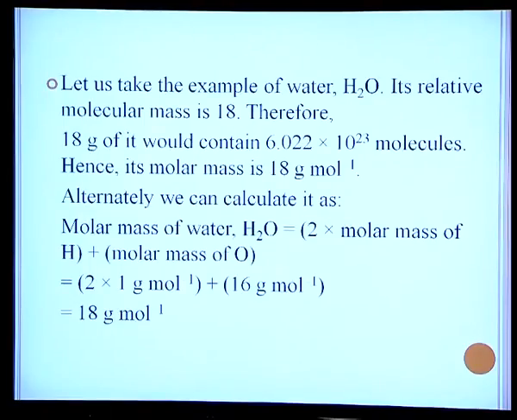Now, let us take one example here, that is water. Its relative molecular mass is 18. Therefore, 18 gram of it would contain 6.022 into 10 power 23 molecules. Hence, its molar mass is 18 gram per mole. Alternatively, we can calculate it. Molar mass of water, that is H2O: 2 into molar mass of H plus molar mass of O, you will get 2 into 1 plus 16, that is 18 gram per mole.